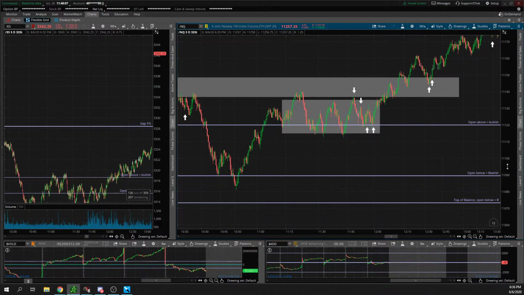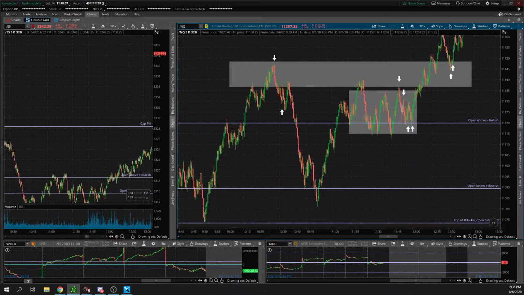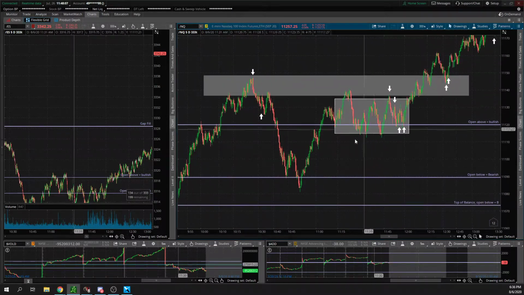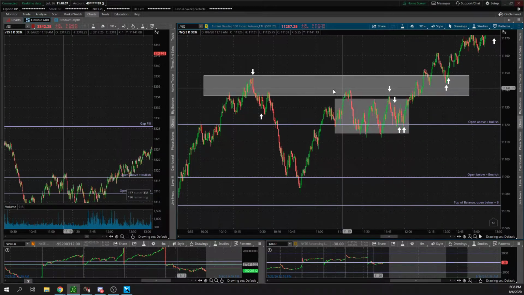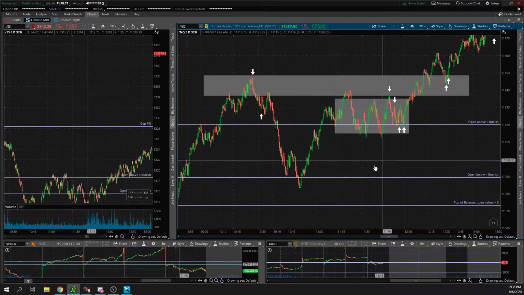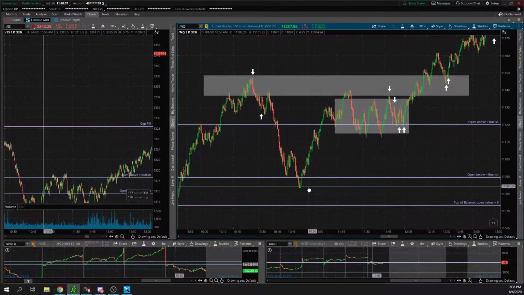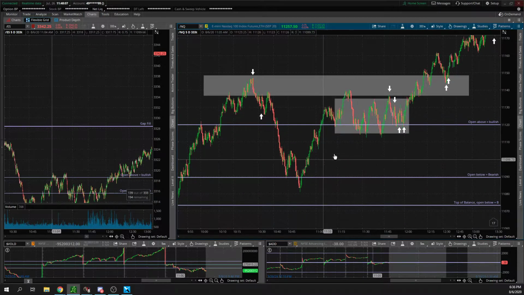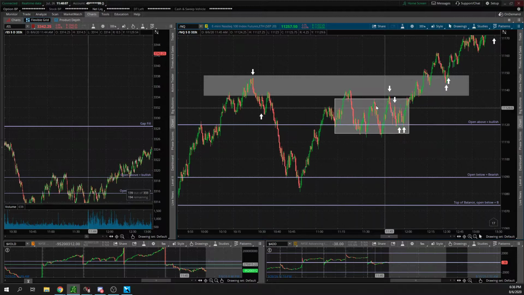Okay, it's not extremely bullish. I wouldn't jump and say this is the most bullish situation in the world. This is pretty neutral, but it has a bullish tendency.